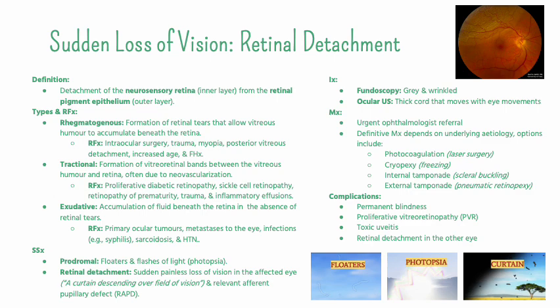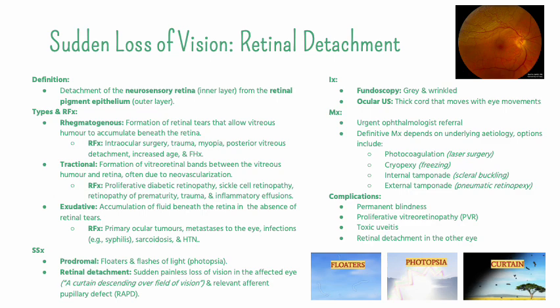The clinical features are relative afferent pupillary defects, which is an examination finding in patients who have an asymmetric pupillary reaction to light when it's shined back and forth between the two eyes. Additionally, you'll have prodromal features such as floaters and flashes. And like I mentioned before, the buzzword here is a curtain descending over your visual field.